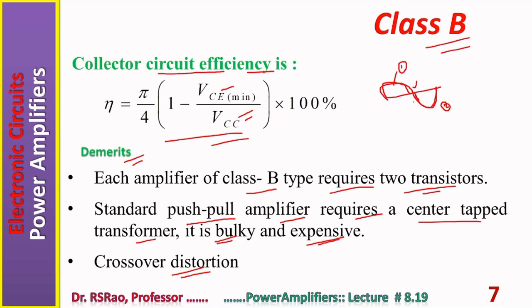Otherwise, if some lag exists in the changeover, the output will be like this. You can find some non-conducting states in between half cycles. Notice this signal is not the same as the original signal that appears at the output terminals when the complete input signal, both half cycles, is amplified. So crossover distortion exists unless proper precautions are taken in class B.